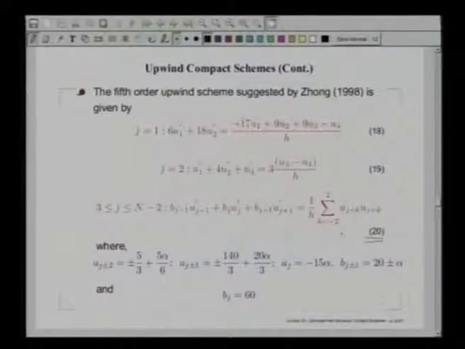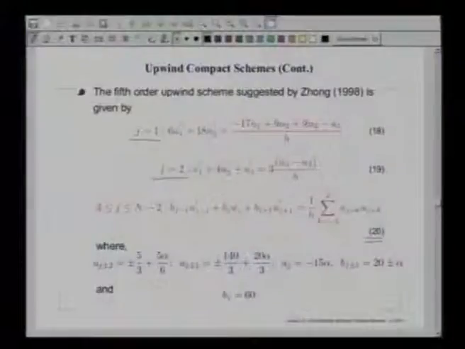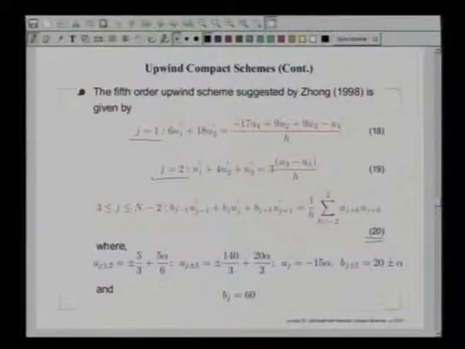So, we need to have boundary closure at j equal to 1 and j equal to 2, as well as at j equal to n and n minus 1. I have only shown you here j equal to 1 and 2, and these were the stencils used by him. And various coefficients that were given by him are written here in the last line, and the choice of these parameters was governed by seeking a fifth order upwind scheme. So, fixing the fifth order helps us in choosing these coefficients given in the last line.